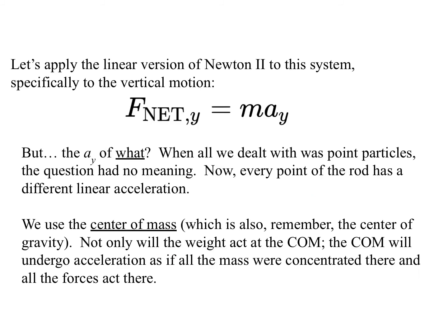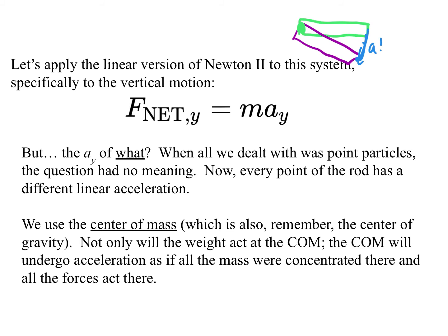All right, just like before, let's apply the linear version of Newton's second law to this system, specifically to the vertical motion. That is that F net y equals m a_y. But the a_y of what? When all we dealt with was point particles, that question had no meaning. Of course, the acceleration was just the acceleration. But now every point of the rod has a different linear acceleration, which you can see pretty easily because if this is the rod and it rotates down a little bit, this point hasn't accelerated at all, whereas this point has undergone considerable acceleration. So they have different accelerations.